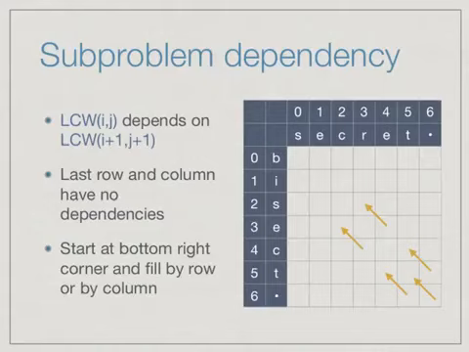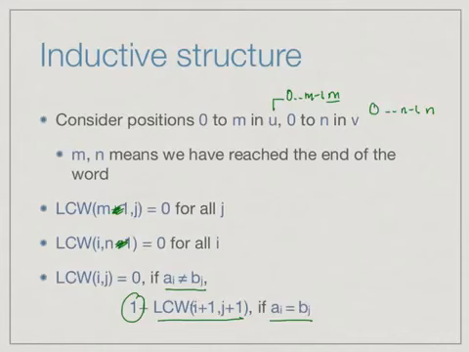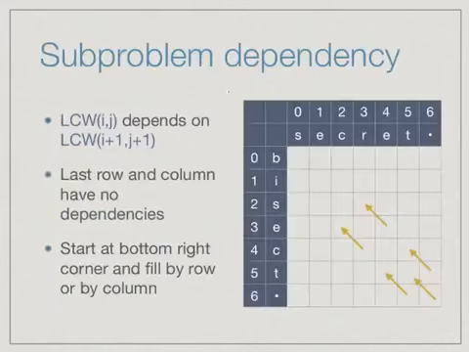So here is, for example, bisect and secret. Okay? So we have positions 0 to 5, and then we have the 6th position indicating the end of the word. And now remember that the way our inductive definition was phrased, ij depends only on i plus 1, j plus 1. So actually the dependencies go this way. So the arrows are indicating that in order to solve this, I need to solve this first, right? The value at 2, 3 depends on the value at 3, 4.